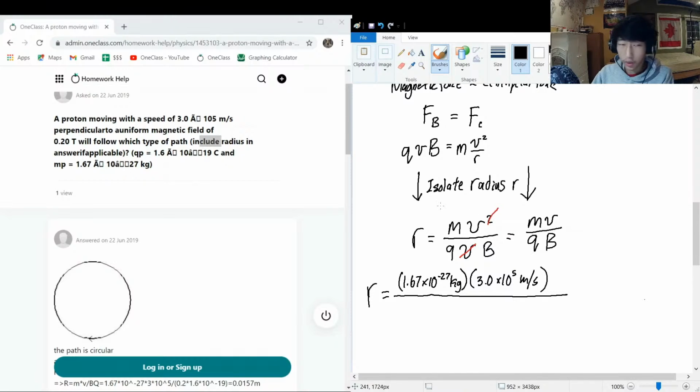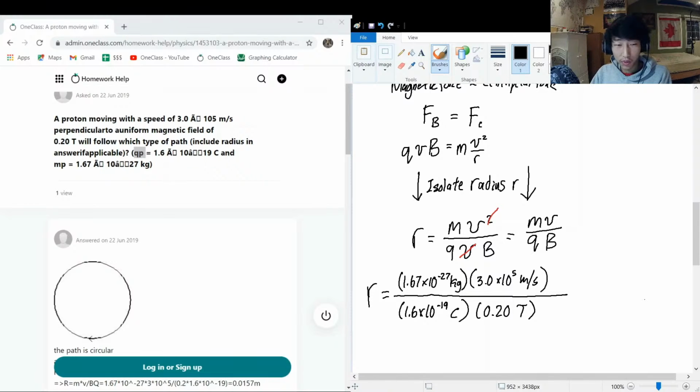Now on the downstairs we have the Q value, which is the charge of a proton, so that's 1.6 times 10 to the negative 19 coulombs, named after Coulomb. He was a pretty smart guy. And the last thing is B, our magnetic field magnitude, which is 0.20 Teslas, named after Nikola Tesla, not named after the car.